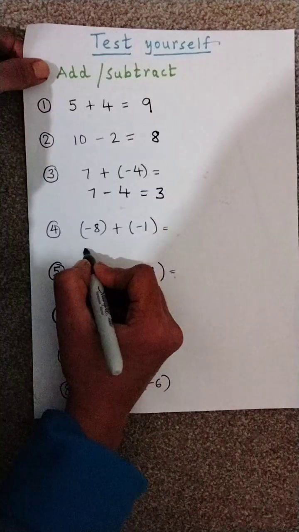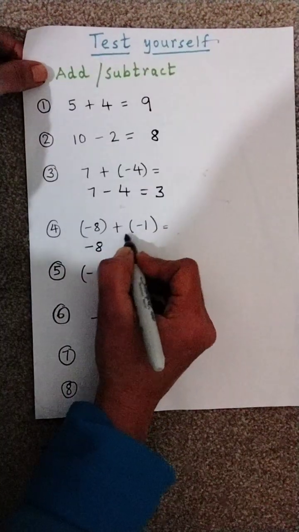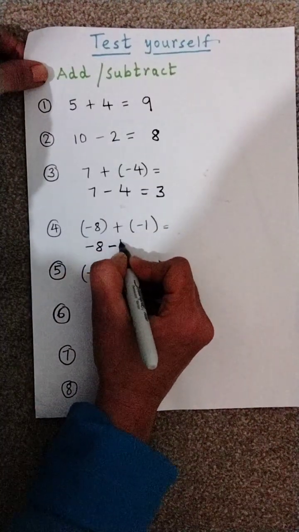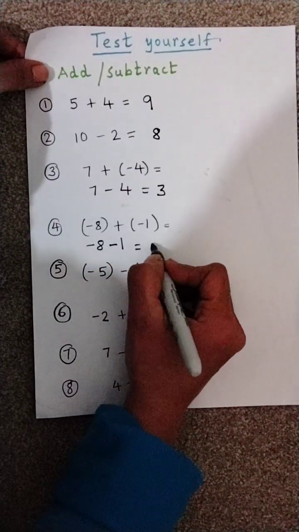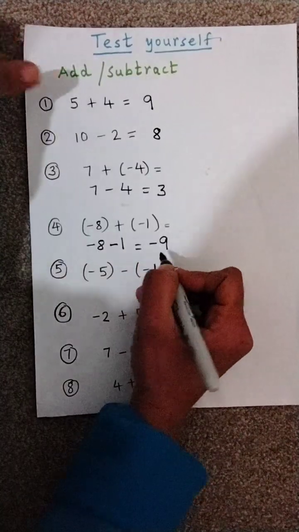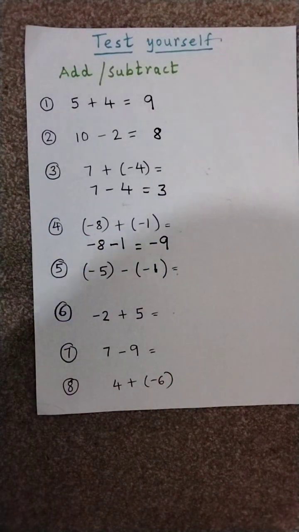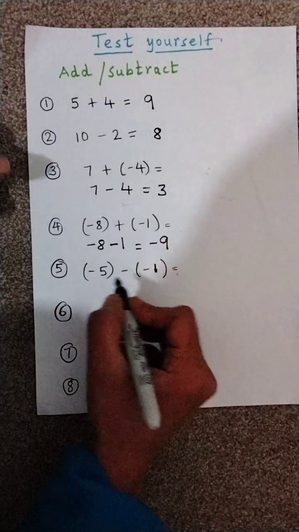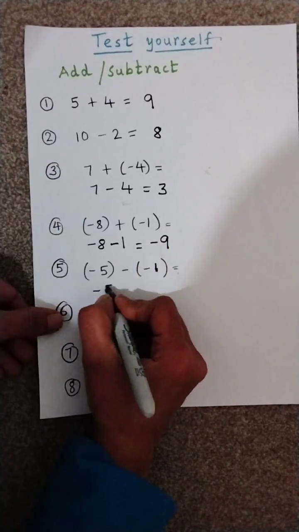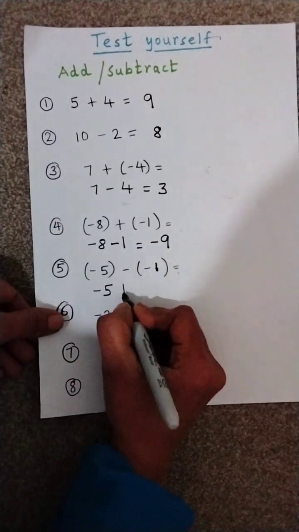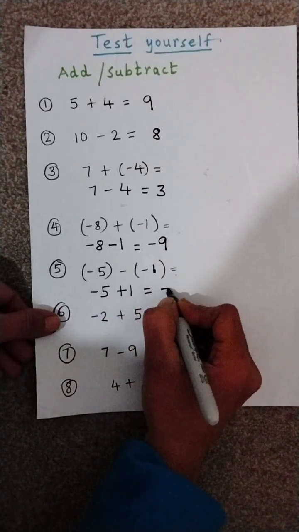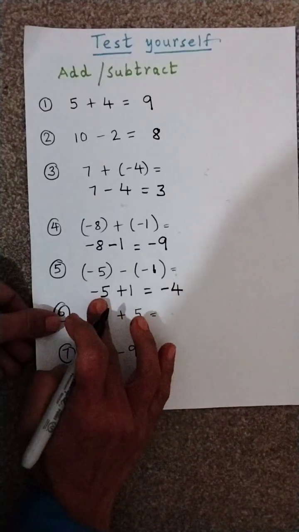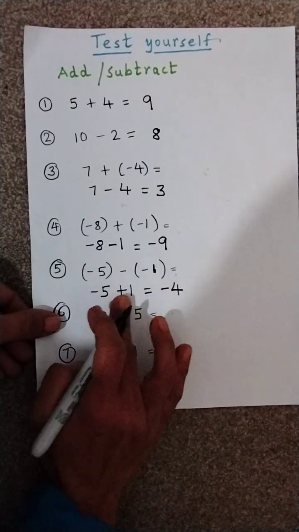Here we open the bracket, minus 8. There are two signs here. We open, so it becomes minus 1. So minus 8 minus 1 is minus 9. Same signs, we add and put the minus sign. Here minus 5, we open the bracket, plus 1 is equal to minus 4. Minus 5 plus 1 is minus 4. Bigger number sign.